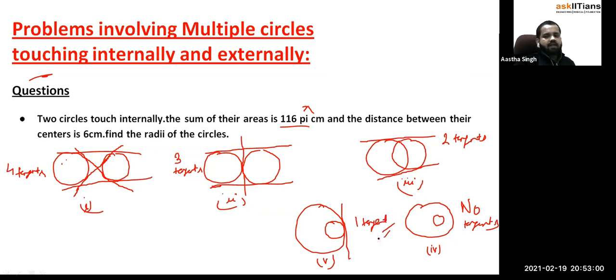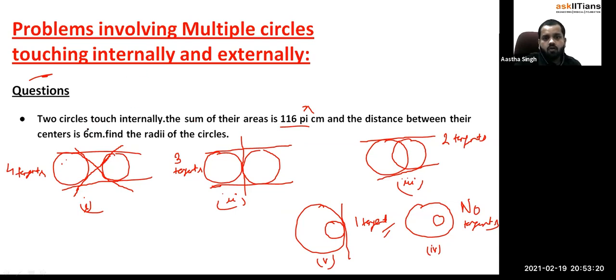Only five conditions can be there between circles. We have already covered the relationship between your circle and a point, and your circle and a line, and now we are discussing the intersection of circles. Multiple types of intersection can be there. So now, come to the question.